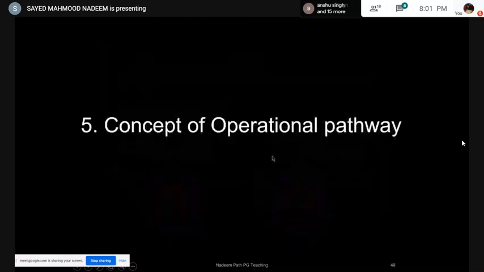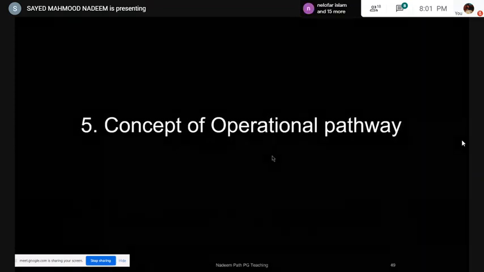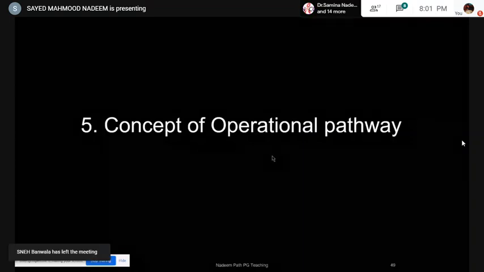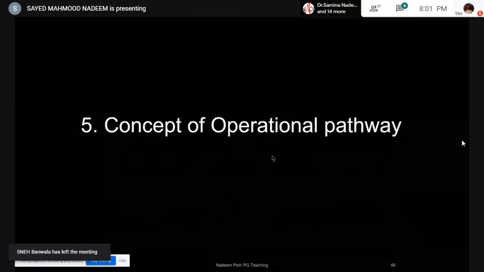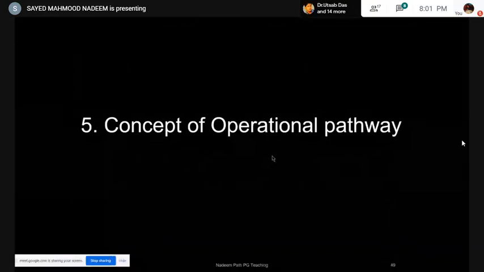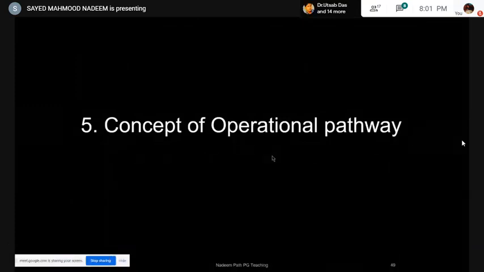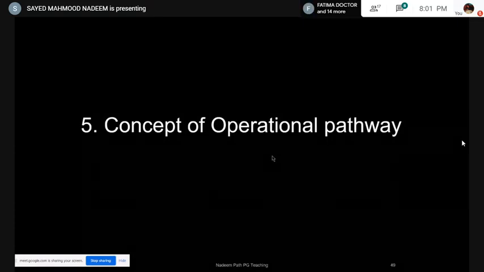Now we go to the last part of the preface of Westgard, which is the concept of operational pathway. We all need to understand the operational pathway of our control and our work system to understand exactly where mistakes can happen and what needs to be corrected.